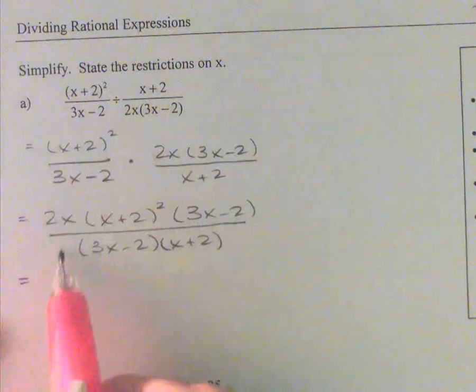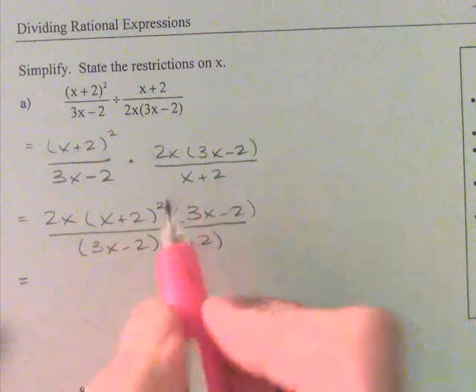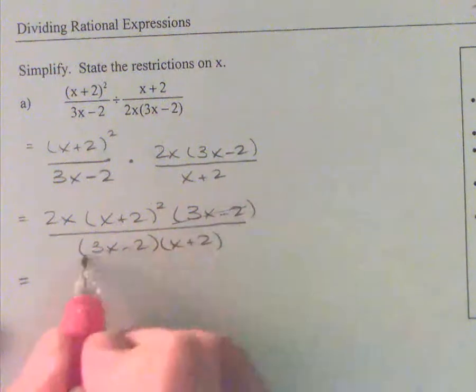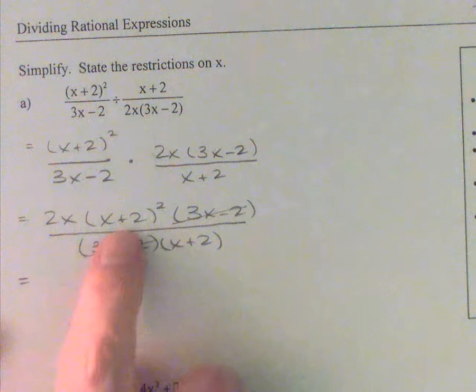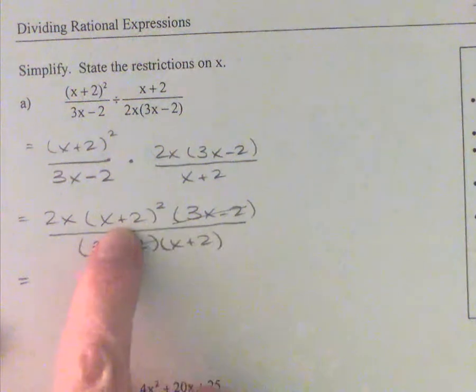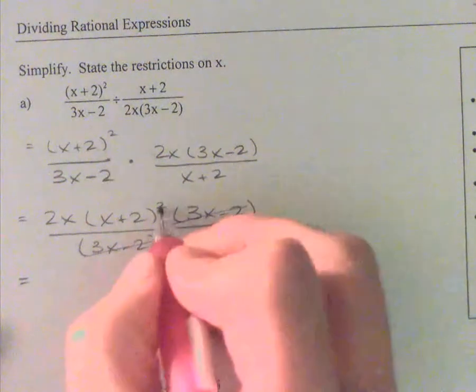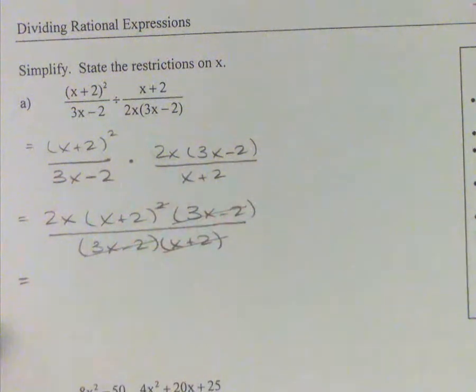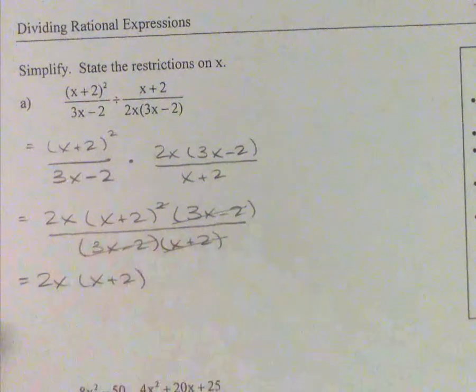There's no other monomials on the bottom, so I'm left with a 2x still. I have an x minus 2 and 3x minus 2 and a 3x minus 2. I have x plus 2 squared, which means there are two of these brackets, and there's one down here. So this will cancel with one of those, which still leaves me with an x plus 2. So I have 2x, x plus 2 is left when I'm finished reducing.